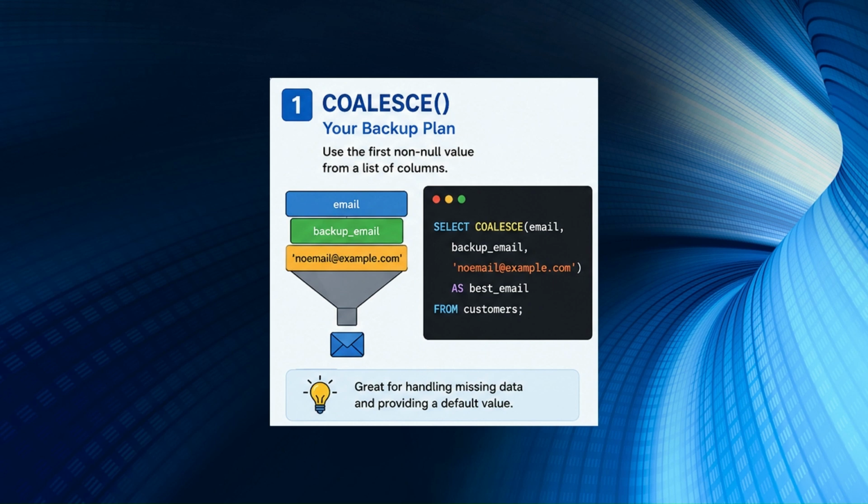First, it checks email. If email is empty, it checks backup_mail. If both are empty, it uses a default value. This is really useful. I once worked on a customer campaign where half the emails were missing. Instead of writing complicated logic, COALESCE solved everything in one line. Simple function and huge impact.